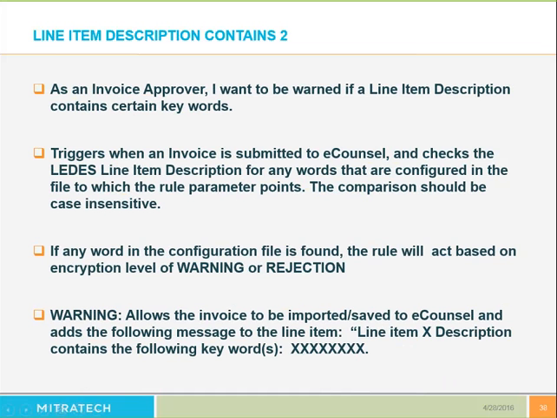Alternatively, we have the second, line item description contains two. This rule works the same way, except this one uses a configuration file where you can put all your keywords in one file, and then you just point the rule to that file to look for those keywords to validate against. And it does give you the same information. If it finds any of those words, then if you let it in, it's going to give you the warning that the line item description contains the following keywords, and it'll give you the keywords. Or it'll reject and tell them the same thing.